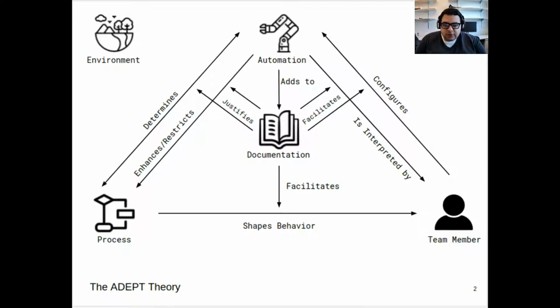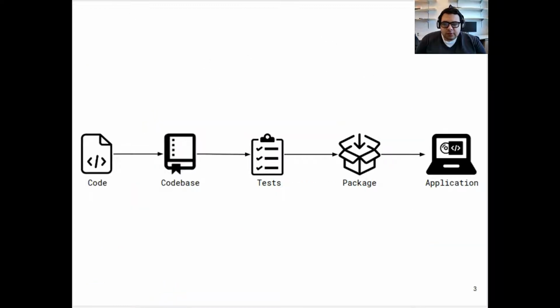The theory itself is described in much more detail in the paper, so I'd like to use this presentation to instead elaborate a little more on why we felt we needed ADEPT in the first place and what we can do with it. We started out by examining the basic software development workflow. A developer writes code that addresses an issue, pushes it to a repository, tests it, packages it, and then it gets deployed to an end user. So where do continuous practices fit in?